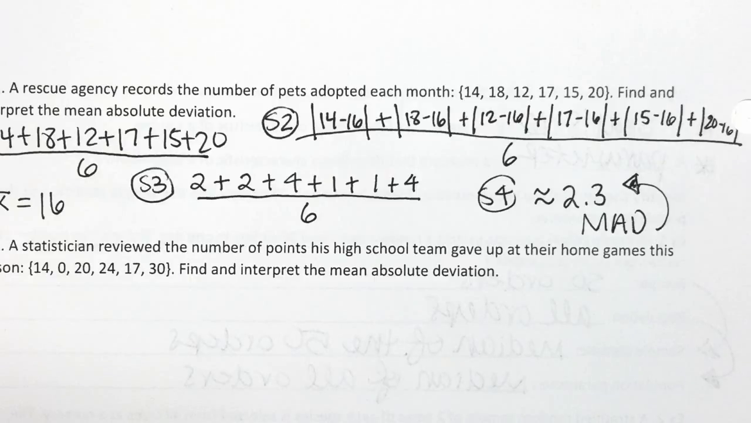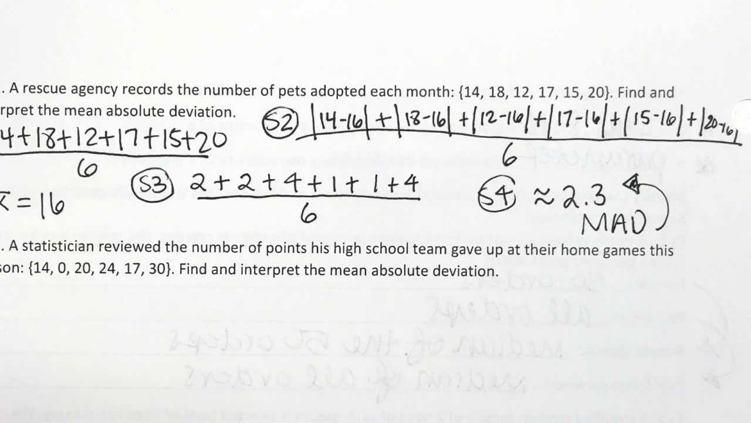Were y'all able to get 2.3? Make sure you can get it on your own. Do you know what those squiggly lines mean? It's close, roundabout. Approximately, that's what it means. Okay, and that's the MAD, that's how you find it. Any questions about how to calculate it?